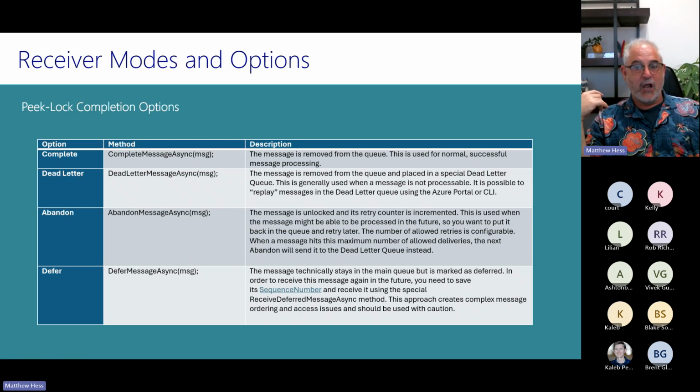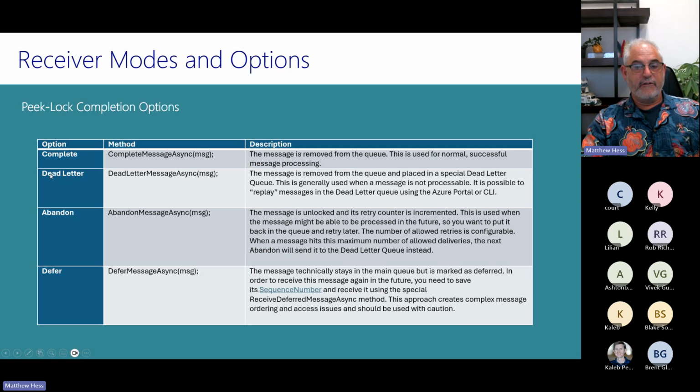So what are your choices? What are the peek lock completion actions? The first one is you can complete the message by calling CompleteMessageAsync, which you saw earlier. I said I'm going to explain this later. Well, here we are. The message is removed from the queue, and this is used for normal successful message processing. So with peek lock, your normal pattern is ReceiveMessageAsync, then do what you need to do. And if that worked, complete it, and then move on to the next message.